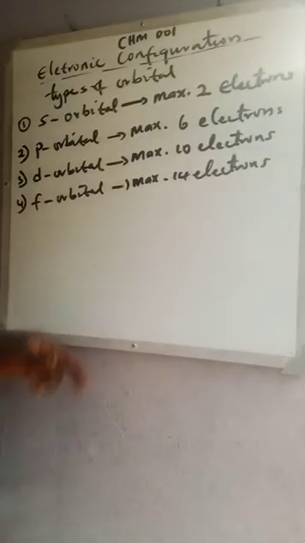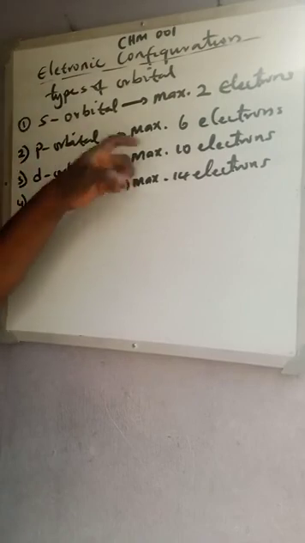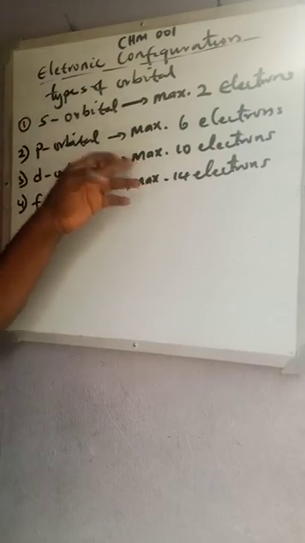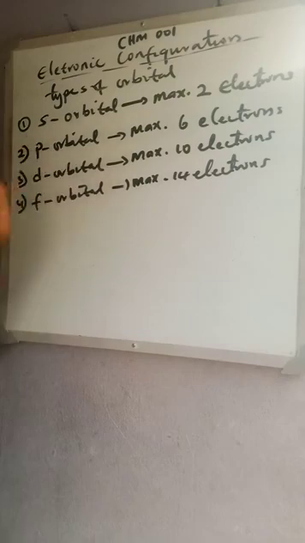So this is how it goes. S orbital 2 electrons, p orbital 6 electrons, d orbital 10 electrons, f orbital 14 electrons. S orbital: 1 atomic orbital. P orbital: 3 atomic orbitals, each containing 2 electrons; multiply it, you get 6. D orbital: 5 atomic orbitals, each containing 2 electrons; multiply it, you get 10 electrons. F orbital: 7 atomic orbitals, each containing 2 electrons; multiply it, you get 14 electrons. These are the 4 orbitals we have in electronic configuration. Is it clear? That is good.